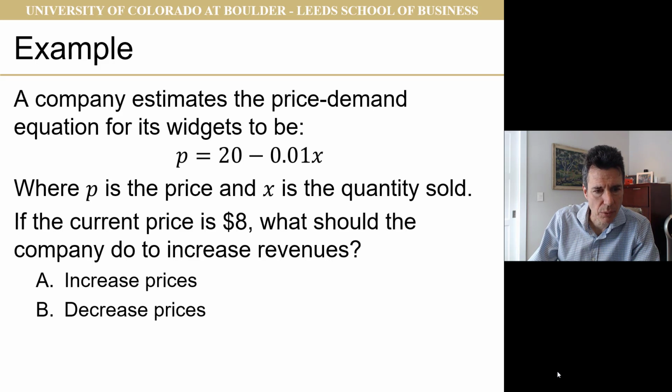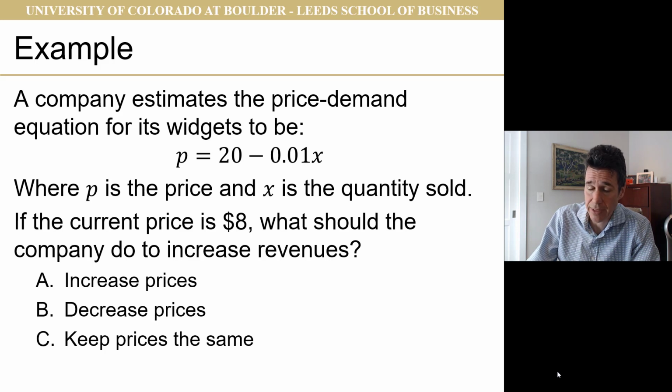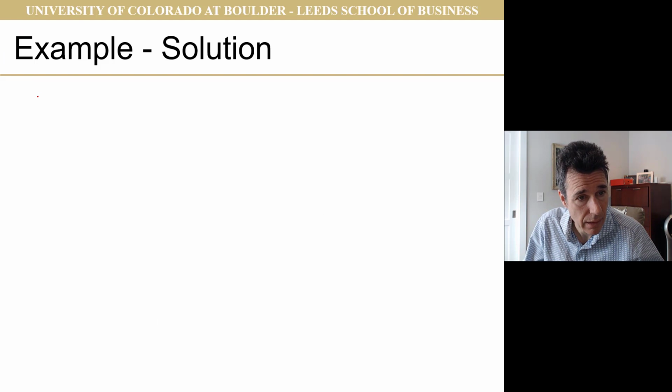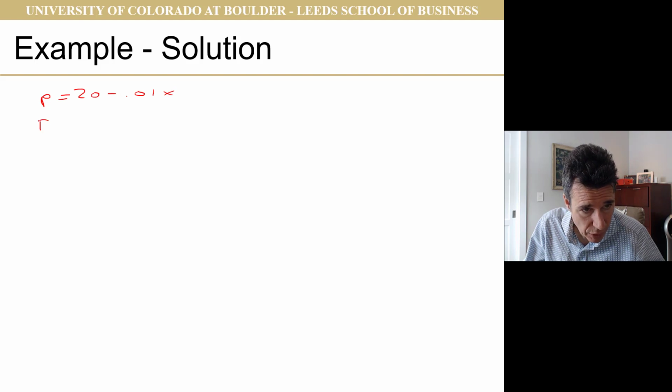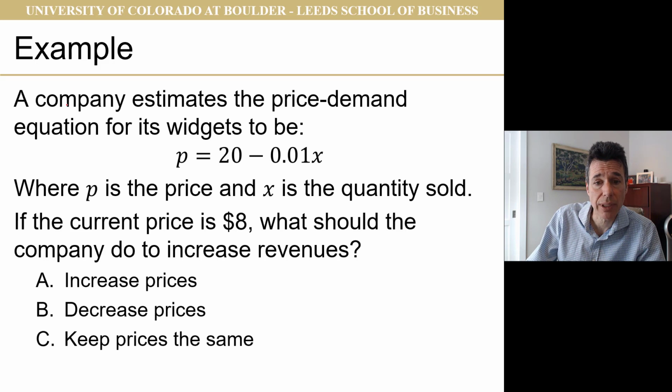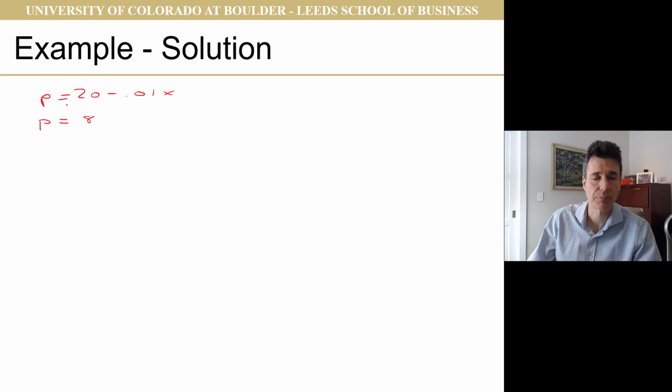Okay, so I'm going to copy our price-demand equation over to the next slide and also write down the current price just so I don't forget. So p equals 20 minus 0.01x, and I think the current price is 8. So let me just check. p is 20 minus 0.01x. The current price is 8.